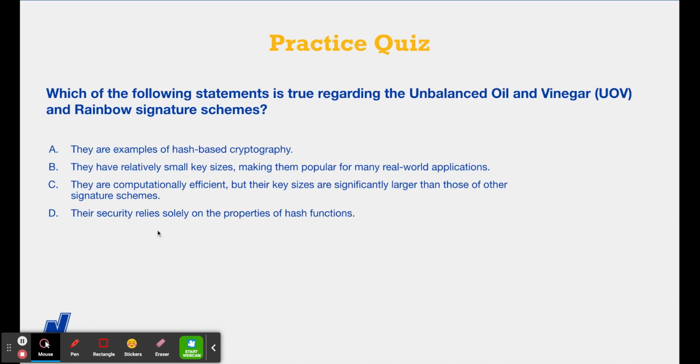All right, let's get on to the next one. Which of the following statements is true regarding the unbalanced oil and vinegar (UOV) and the rainbow signature schemes? This question tests your knowledge of multivariate polynomial cryptography. The correct answer reveals the key characteristics of these schemes: they are computationally efficient, but have major drawbacks in the large key sizes, which makes them less desirable for real world applications. So the answer for this one is C.